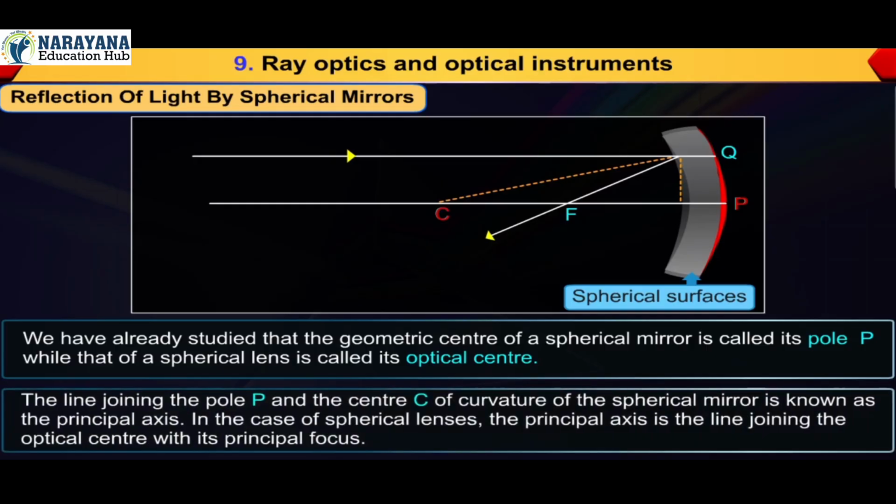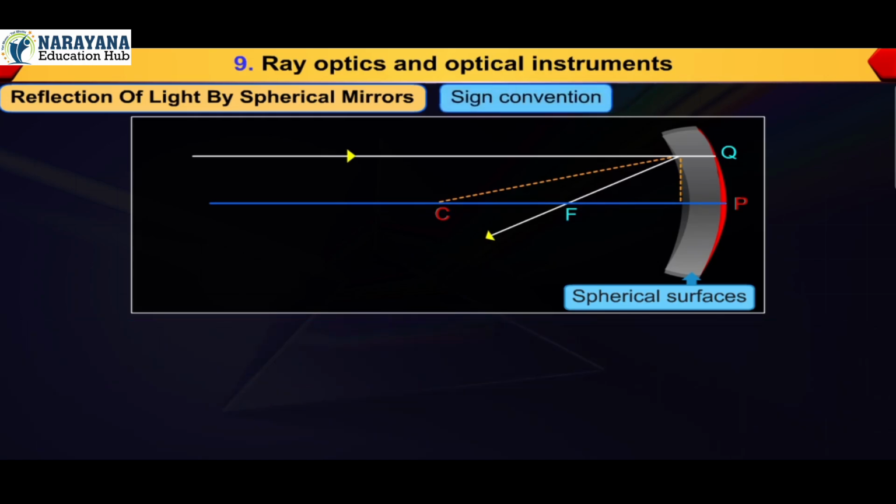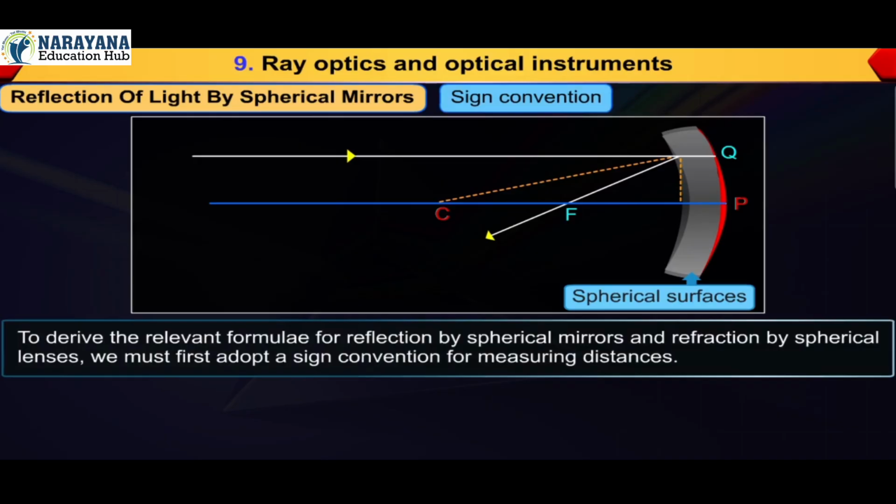The line joining the pole P and the center C of curvature of the spherical mirror is known as the principal axis. In the case of spherical lenses, the principal axis is the line joining the optical center with its principal focus. Sign convention. To derive the relevant formulae for reflection by spherical mirrors and refraction by spherical lenses, we must first adopt a sign convention for measuring distances.